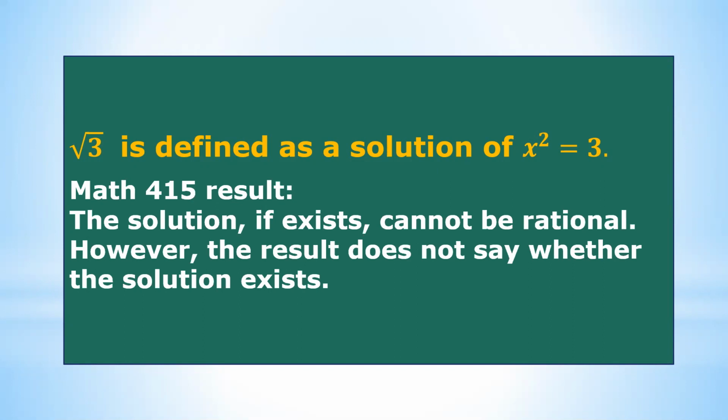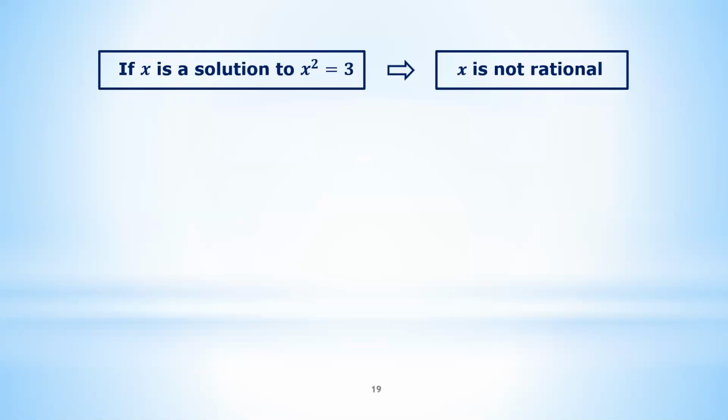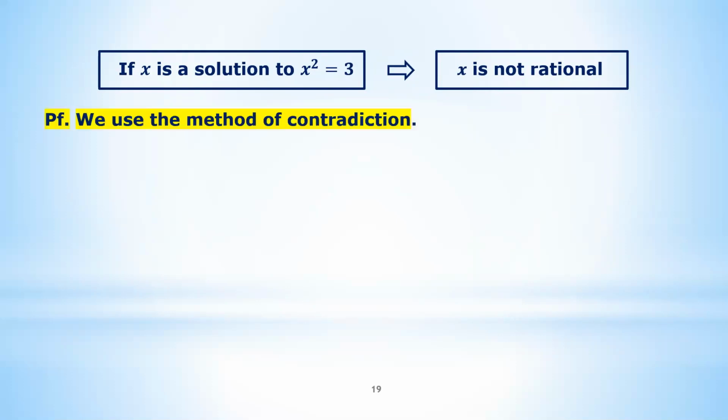Okay. So before I continue, I would like to review with you the proof of the 415 result, saying that the square root 3, if it exists, is not a rational number. So the argument is like this. If x is a solution to x squared equals 3, we want to show that x is not rational. I'm using this opportunity to review this argument with you. What we're trying to do is use what we call the method of contradiction.